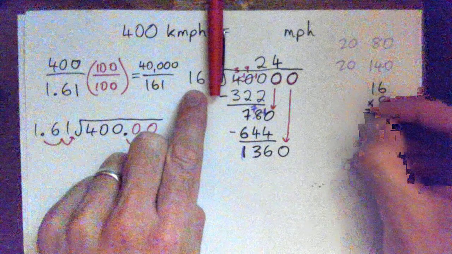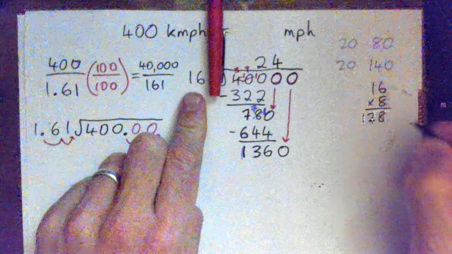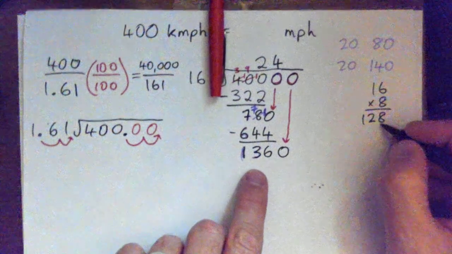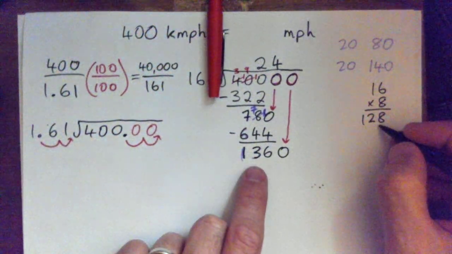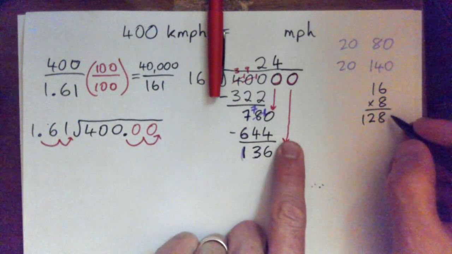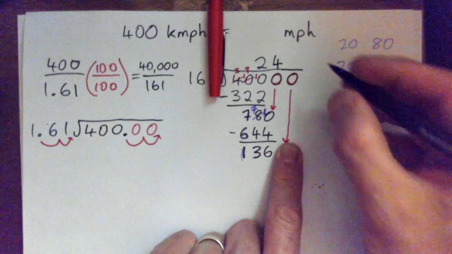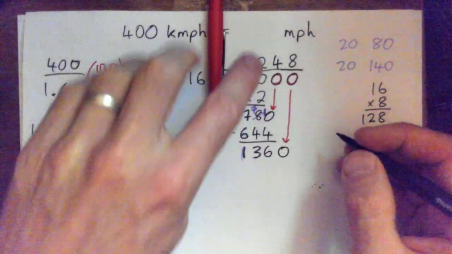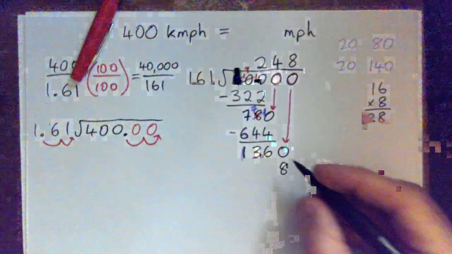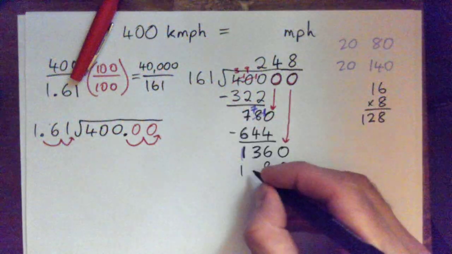16 times 8 is 48. Carry 4. 1 times 8 is 8 and 4 is 12. Okay, so 8 16s is 128, right? And that looks like it might work, right? Because 8 times 6... So we'll have 1,280 here, and I think that's going to work. So I'm going to try that. Right. So 8 times 1 is 8. 8 times 6, 48. Carry 4. 8 times 1 is 8, and 4 is 12.